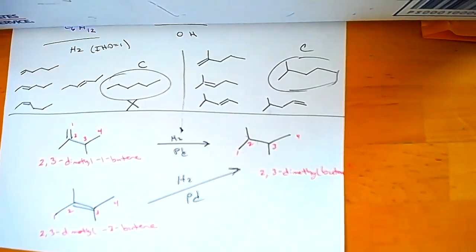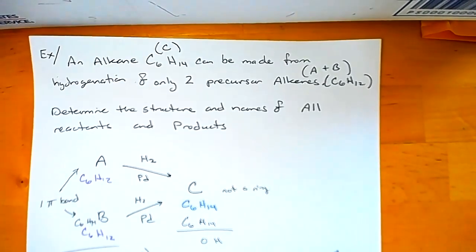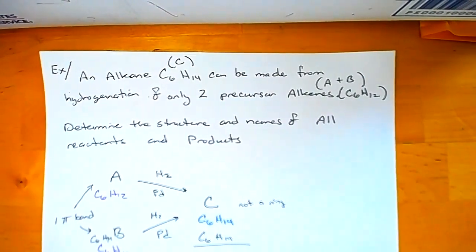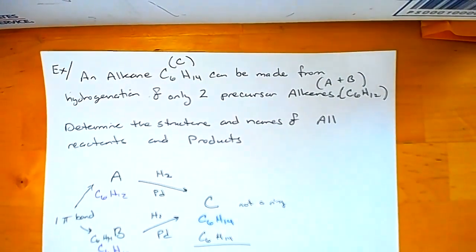This is a shorter lecture to make up for the very long lecture that we just had, but that's a nice little introduction to hydrogenation and how we can use it together with the index of hydrogen deficiency to determine unknown structures. That gets us through the end of chapter 4.